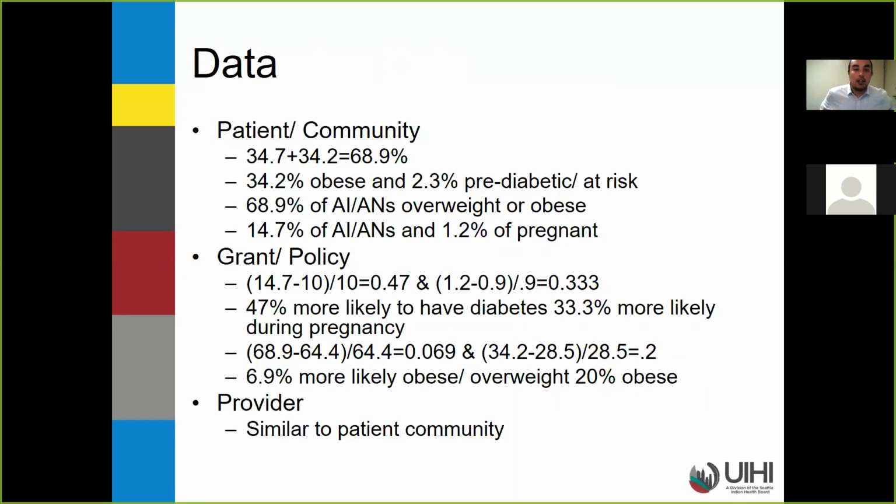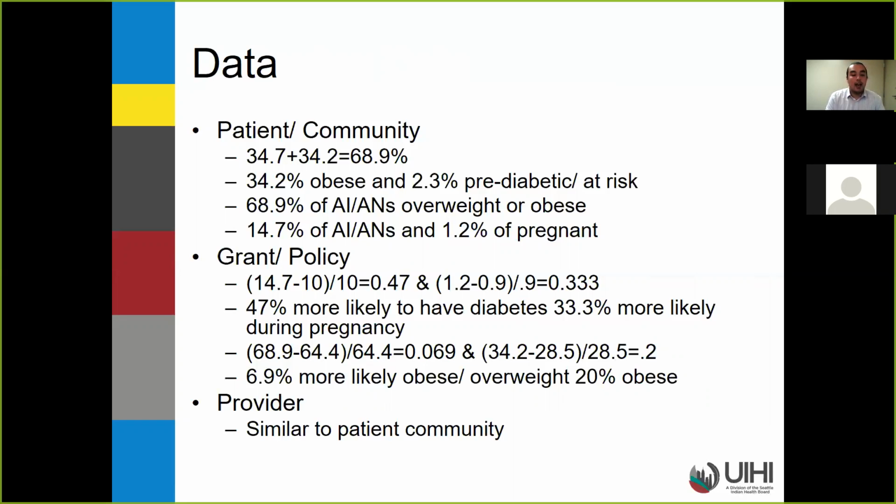Additionally, if we wanted to focus on those at highest risk, we could create numbers like 34.2% were obese and 2.3% were pre-diabetic or at risk. All of these numbers are really important and might be useful in different situations, but here I hope you can also see how easy this information is to digest and how quickly we can approximately understand what's going on. I find that to be very important when presenting data to less data savvy individuals.